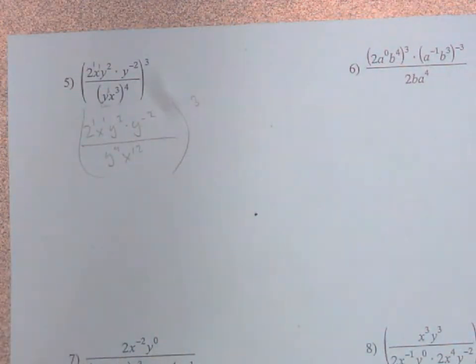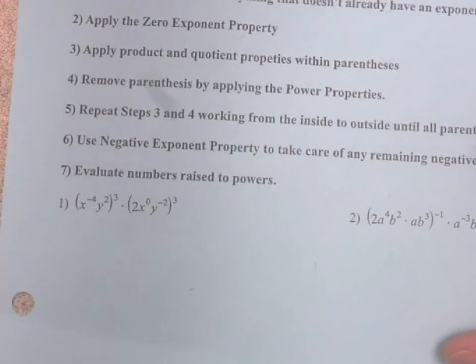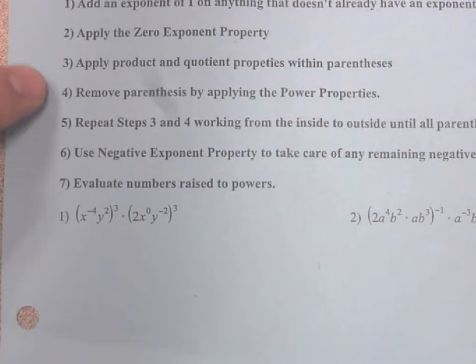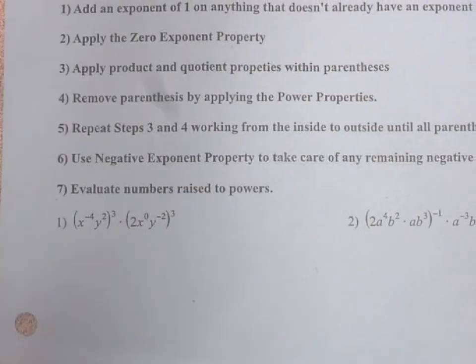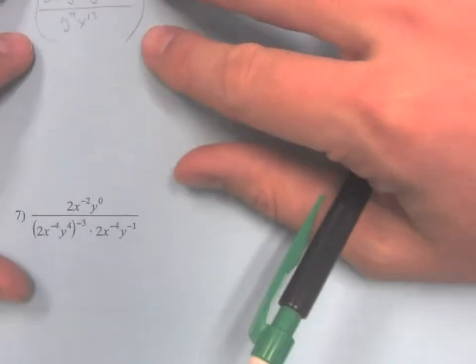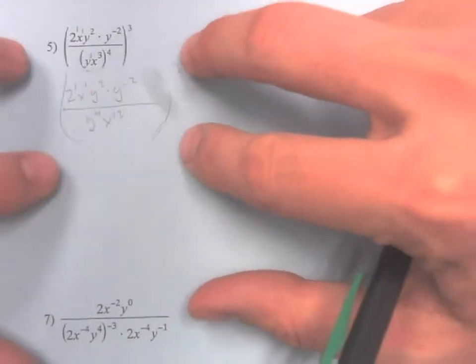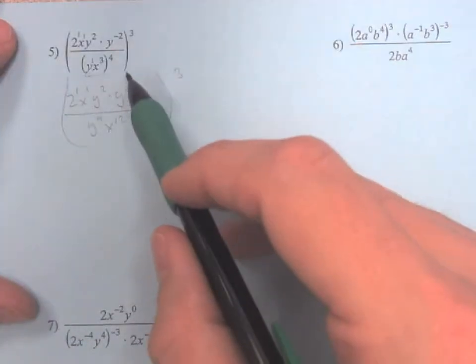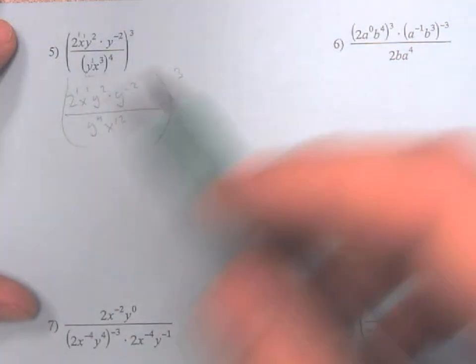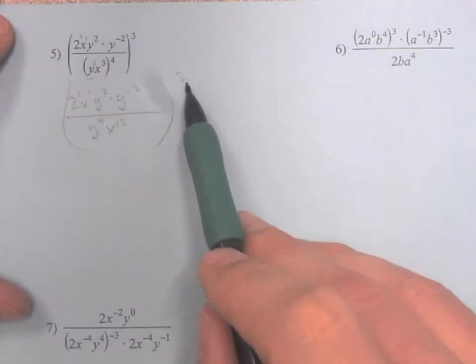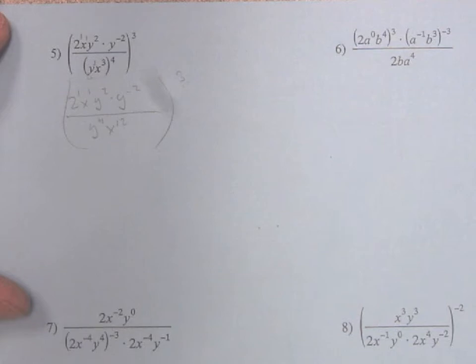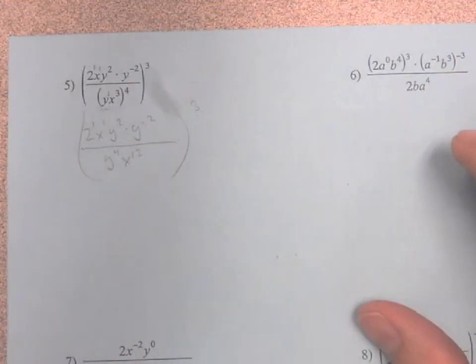Okay, so if you notice on the directions, step 5 is to repeat steps 3 and 4. So you kind of have to keep going. Right now we're at the next level here with the next set of parentheses, and we've got to simplify in here first before we take this 3 power. We could actually multiply all the exponents by 3 right now, but that's going to be more work than we need to do. Let's simplify it first.